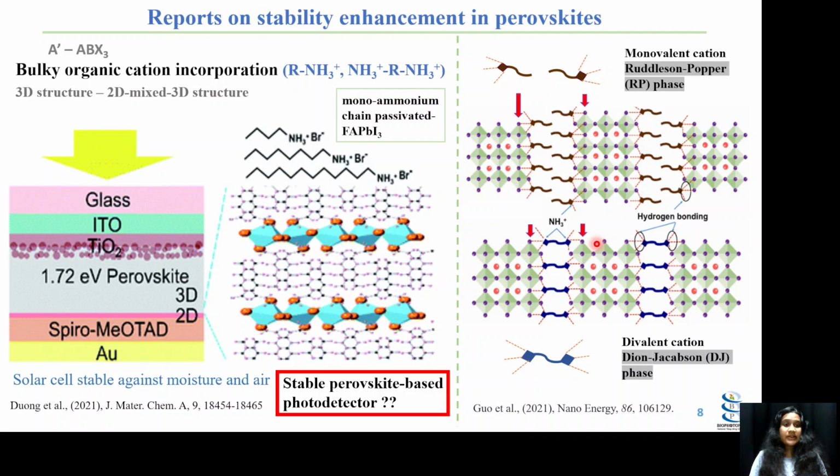So it's safe to say that divalent cation incorporation results in a more stable structure than monovalent cation incorporation. So I plan to use divalent cation substituted FAPbI3 perovskites in fabrication of a photodetector with high performance as well as enhanced stability. So this is the objective of my current work.